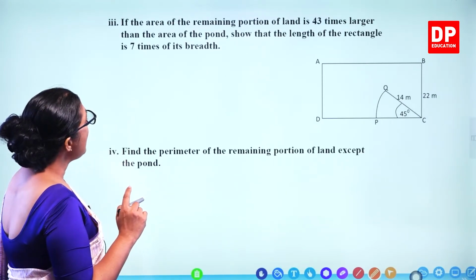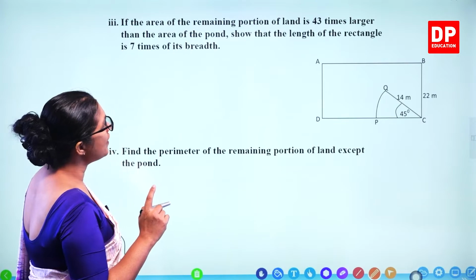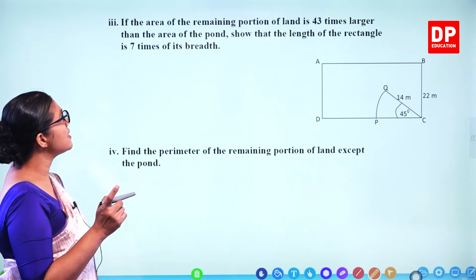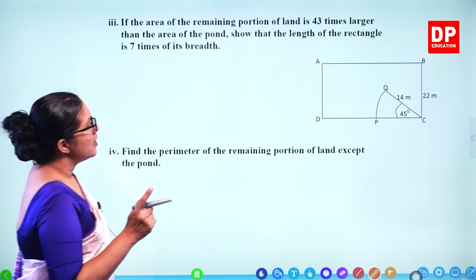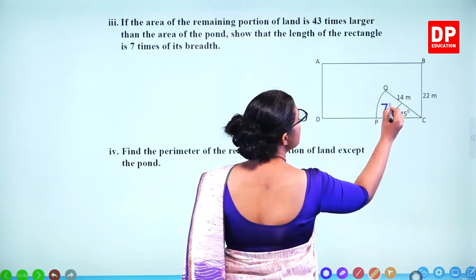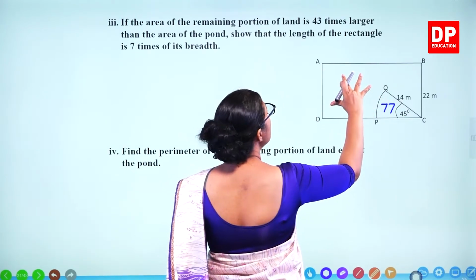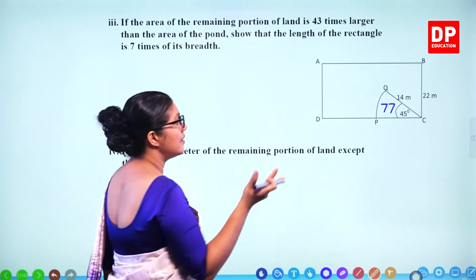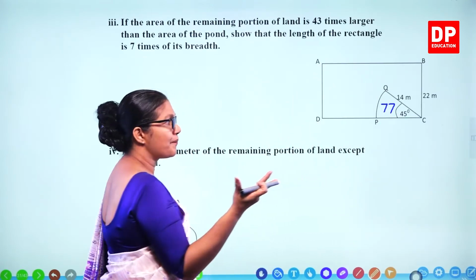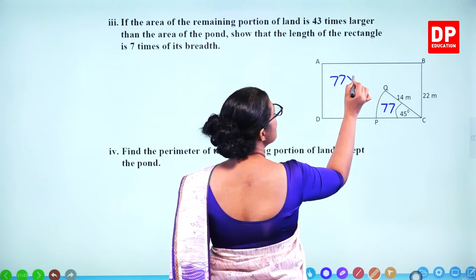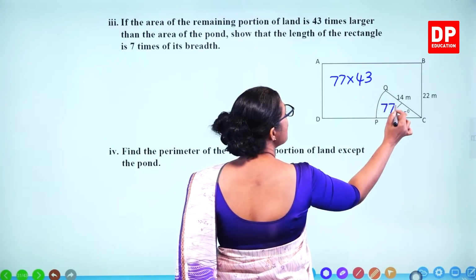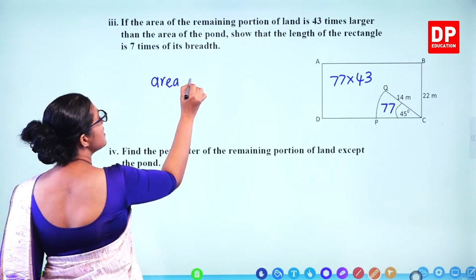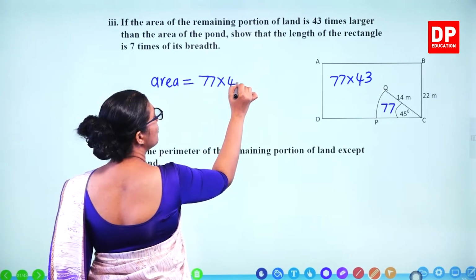Part 3. If the area of the remaining portion of the land is 43 times larger than the area of the pond, show that the length of the rectangle is 7 times of its breadth. So if this is 77, this becomes 43 times. So what's the area of the rectangle then? 77 times 44. Because this is 77 times 43 and this is 77 times 1. Altogether, area of the rectangle is 77 times 44.